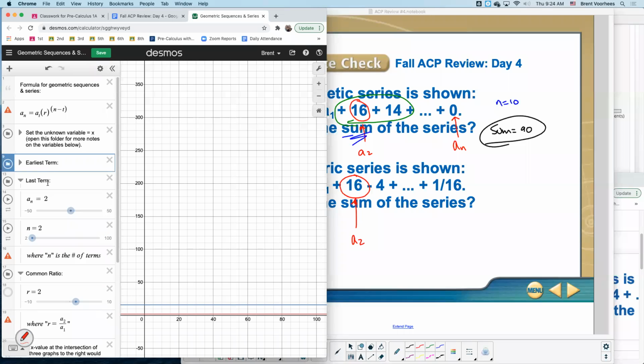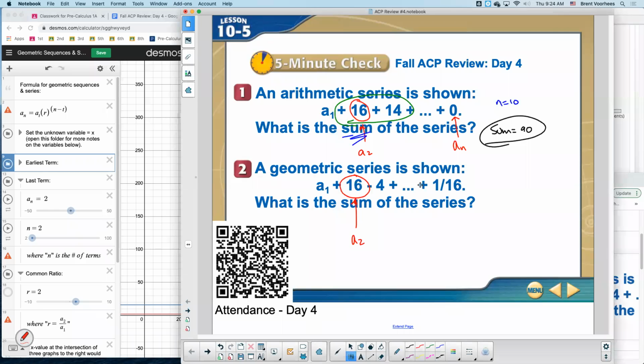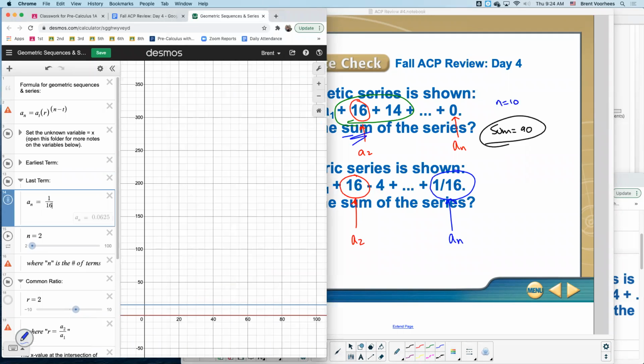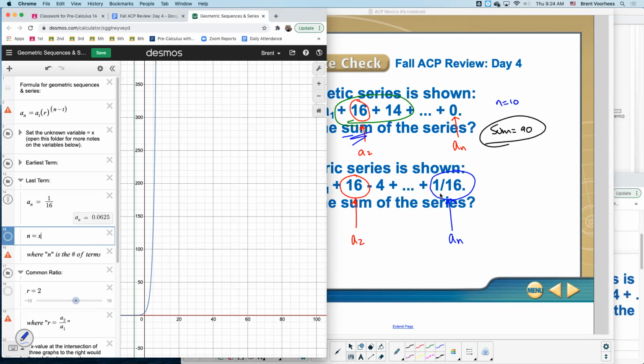Now I go on to the last term. Do I know anything about the last term? We do. We know it's 1 divided by 16. That's the last term. Do we know how many there are? No. So we know the last term is going to be 1 divided by 16. What we don't know is how many terms there are. That's the x. And again, if you don't know something, that's what you set equal to x for the calculator to work right.